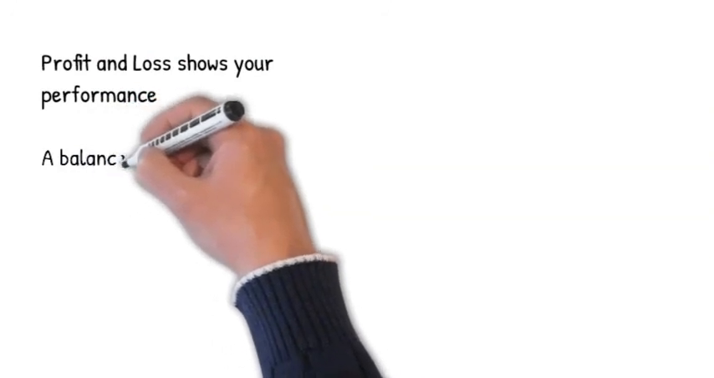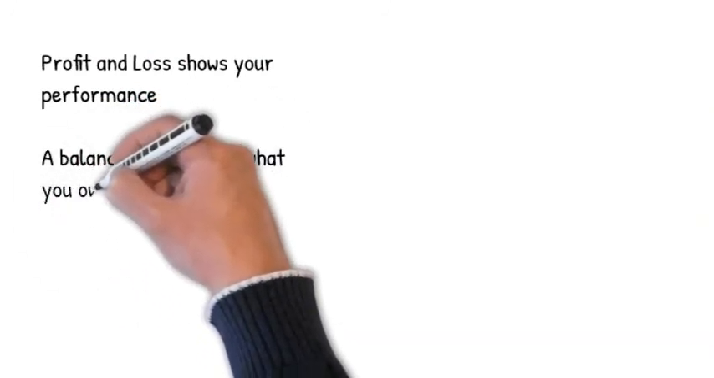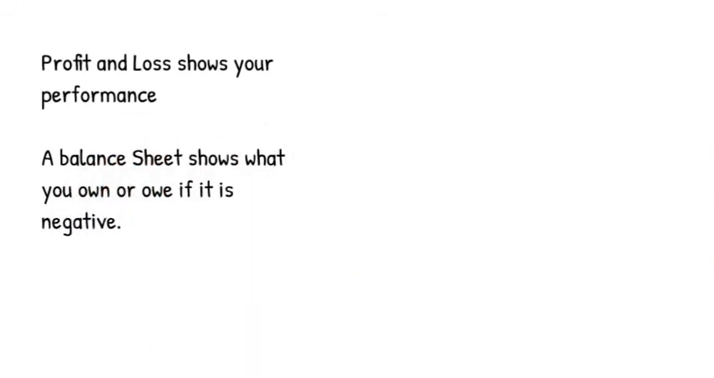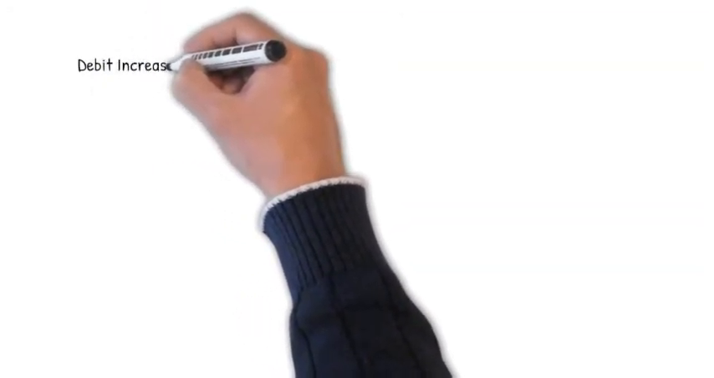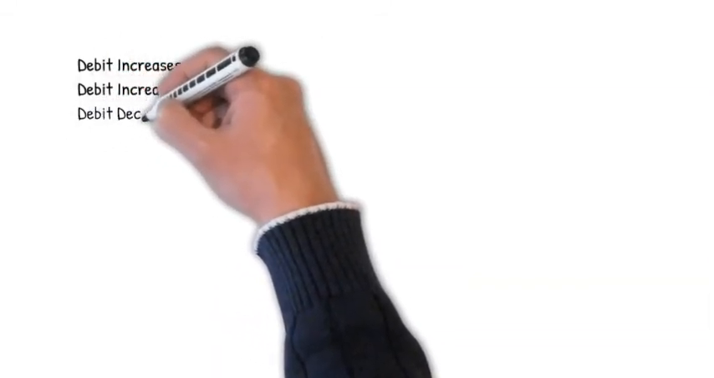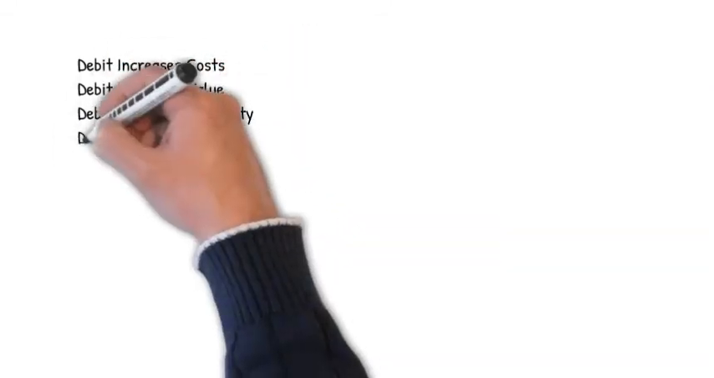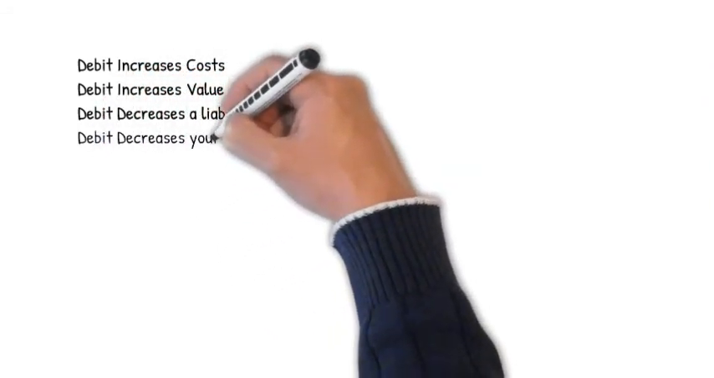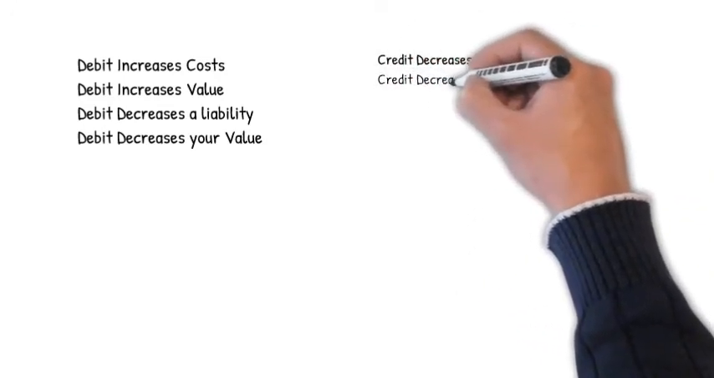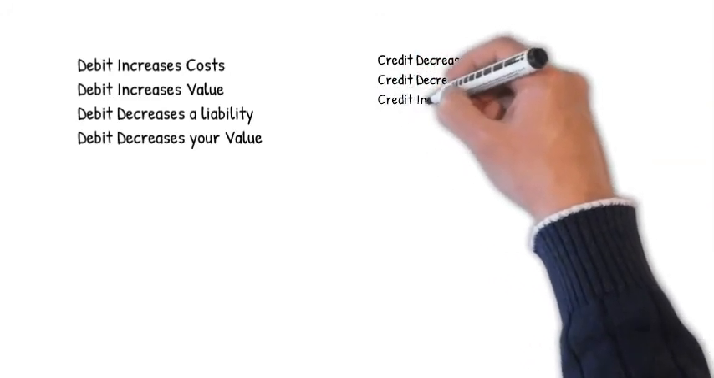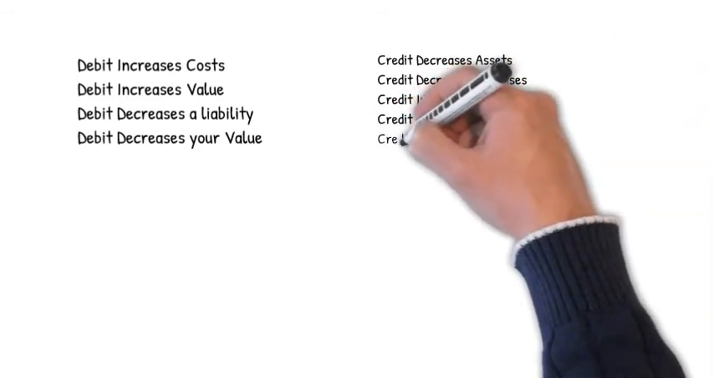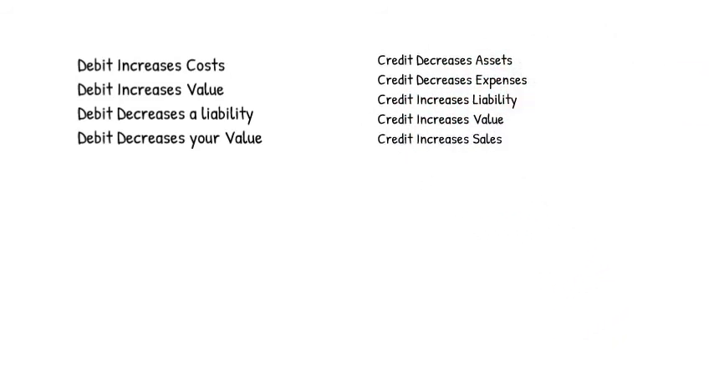Remember, a profit and loss shows your performance. A balance sheet shows what you own, or owe, and that's if your borrowings outweigh your assets. Debit, increases costs. Debit, increases assets. Debits decrease a liability. Debits decrease your value. Credit, decreases assets. Credit, decreases expenses. Credit, increases liabilities. Credit, increases value. Credit, increases sales.